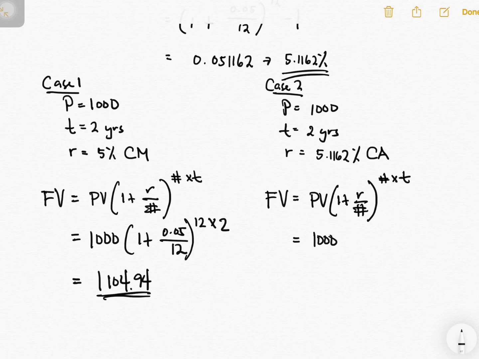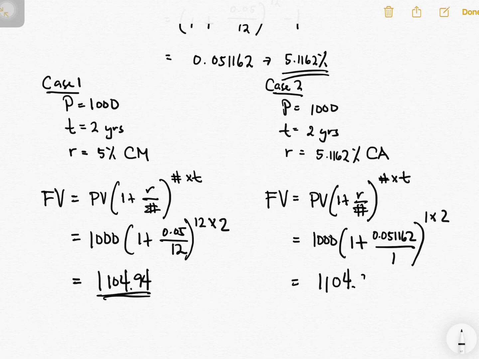Now let's try this one. Present value is 1,000. 1 plus. Your effective rate is 0.051162. And since this is the annual version, compounded annually, 1 raised to 1 times number of years 2. The answer here is 1,104.94. So given different rates, one is compounded monthly, one is compounded annually, you are still getting the same future value because you converted the nominal rates properly.